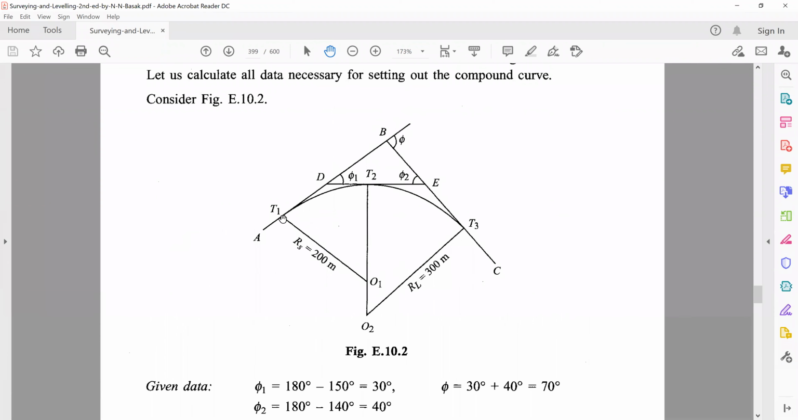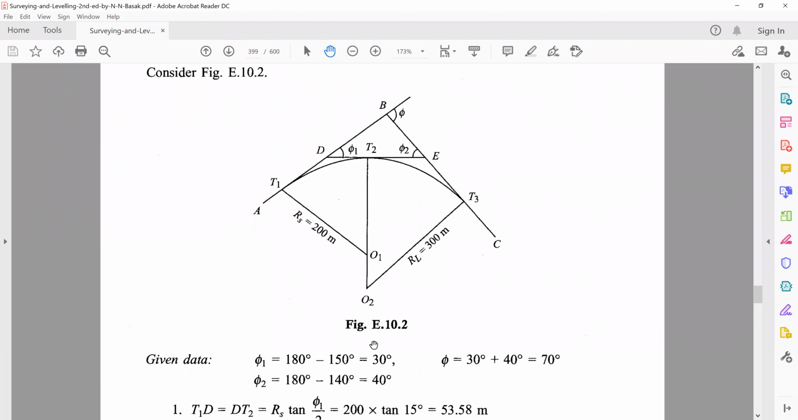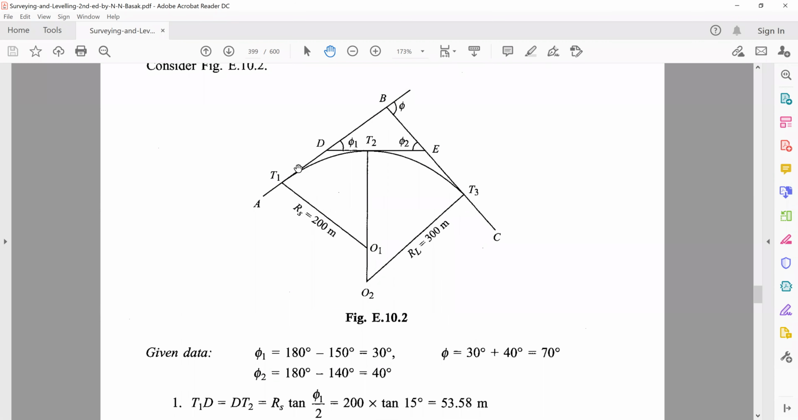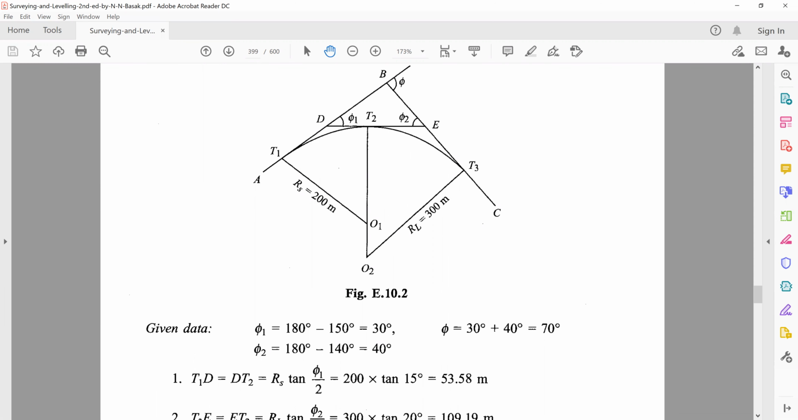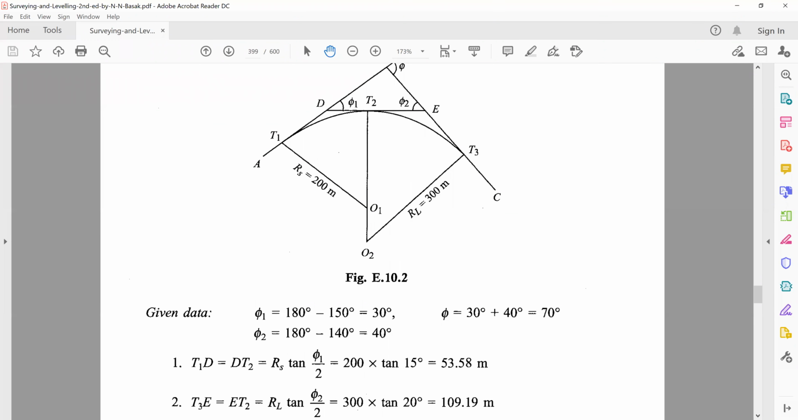And after that, you'll have to calculate the curve lengths, and then we can calculate the changes. So let's see. Phi 1 is 180 minus 150, like we did, 30, and phi 2 becomes 40, and phi becomes 30 plus 40 is equal to 70 degrees. Then they calculate T1D, which is the tangent length of the smaller curve. So that is R S tan phi 1 by 2. You've done this before. Similarly, the tangent length of the longer curve, T3E, which is equal to ET2.